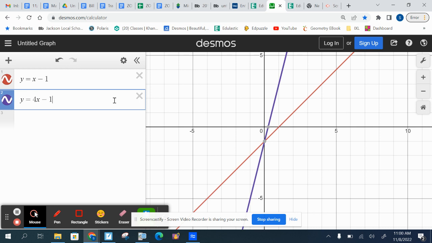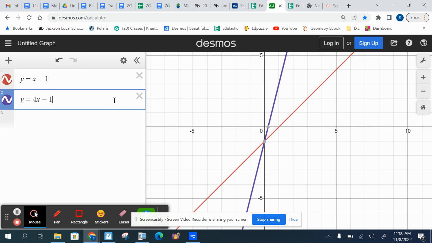So if you look, the red line is the original one. Don't zoom in. If you need to go back, just click on the home button. See this home button right here? If you're zoomed out on accident, just click that. So here's my red line.